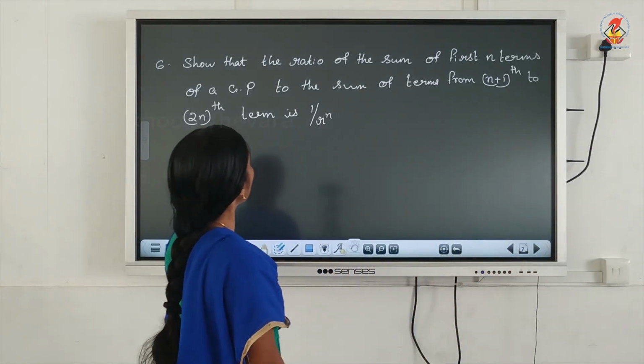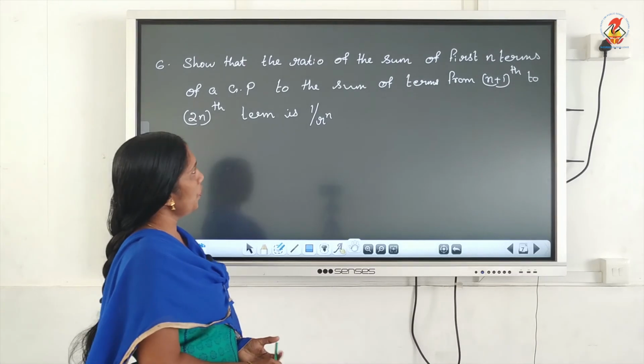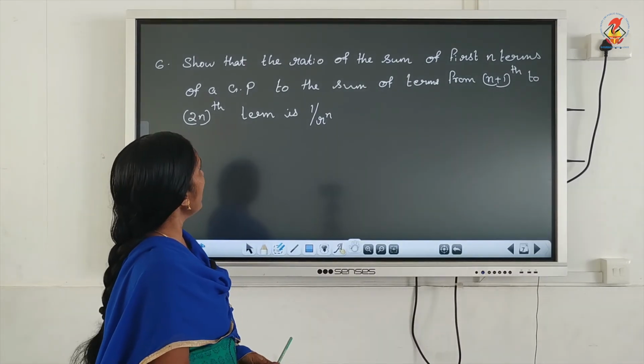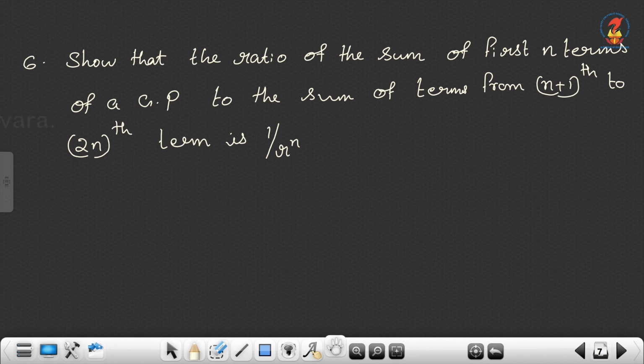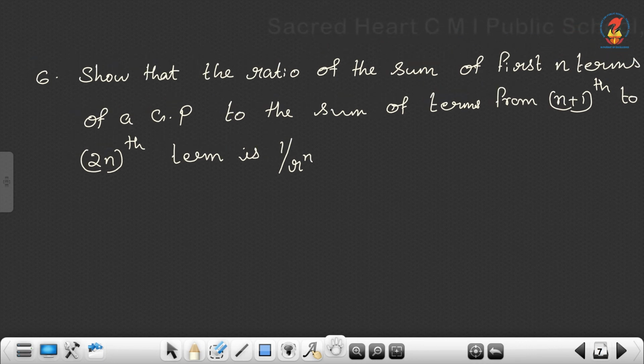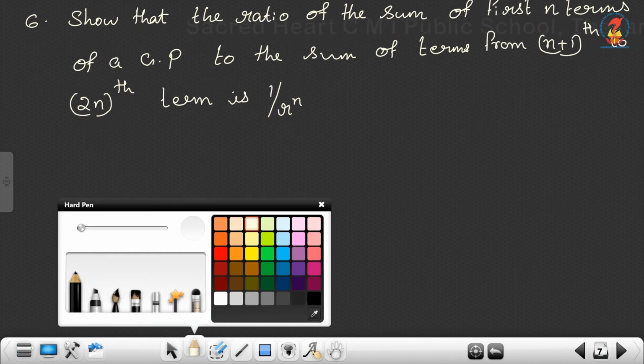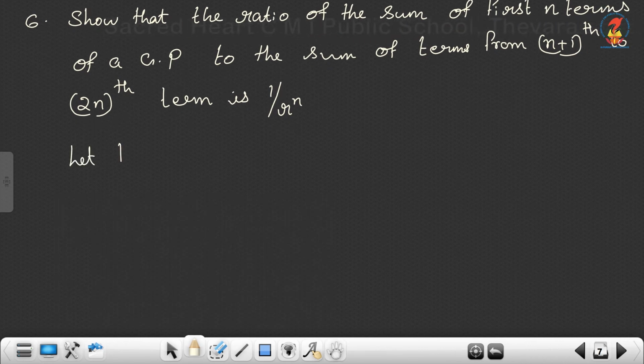So one more. Show that the ratio of the sum of first n terms of a GP to the sum of terms from n plus 1 to 2nth term is 1 by R raised to n. So ratio of the sum of first n terms of a GP. So let the first term be A and the common ratio be R.